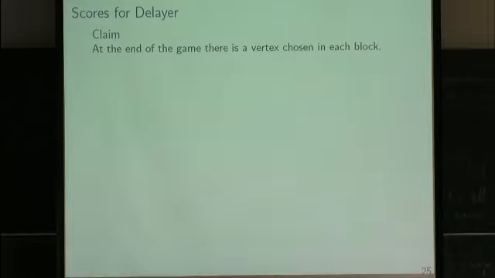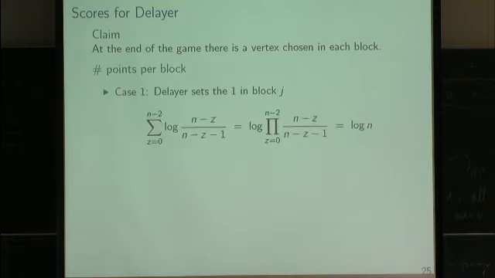So now, how many points does the delayer score in total? From the delayer strategy, you can quite easily verify the claim that at the end of the game, you have chosen a vertex in each block, because the delayer is playing consistently. And now, how many points do you get per block? You can calculate this independently. There are two cases. Namely, either the vertex was chosen by the delayer or the vertex was chosen by the prover.